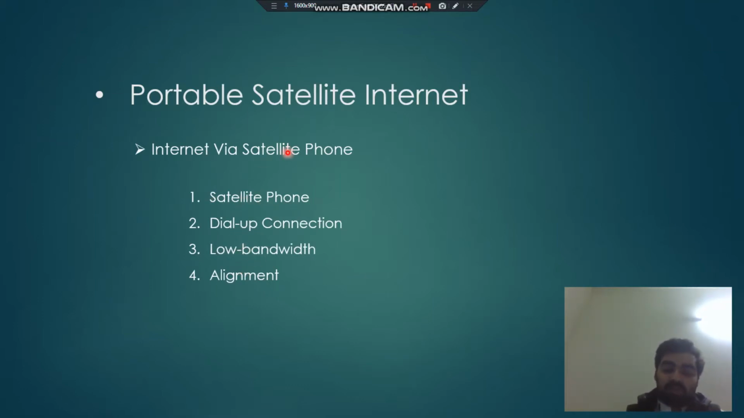Internet via satellite phones. The satellite phone is really common these days. For many years, satellite phones have been able to connect to the internet. They usually use a dial-up connection, which is billed per minute, and have really low bandwidth, about 2400 bits per second. The good thing about this kind of portable satellite internet is that, as satellite phones have omnidirectional antennas, no alignment is required as long as there is a line of sight between the phone and the satellite.